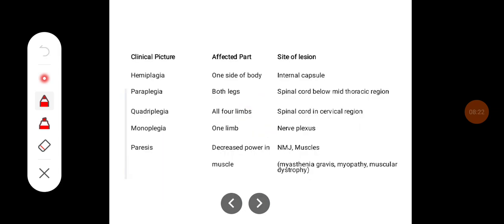So plegia means the paralysis of the muscle fibers. There can be a loss in the power, and it could be because of the paralysis of the muscle fibers. The paralysis can be hemiplegia or paraplegia. It can be quadriplegia or monoplegia, or it can be a simple paresis. Okay, hemiplegia, the body affected is one side of the body, and usually the site of lesion will be the internal capsule.